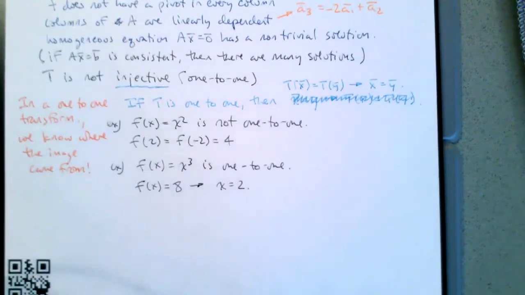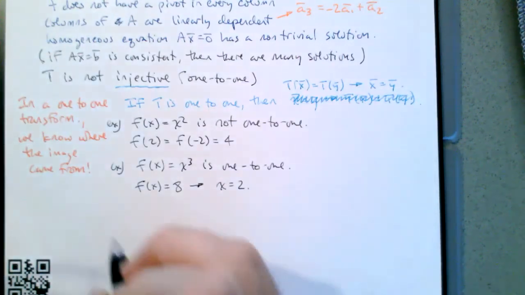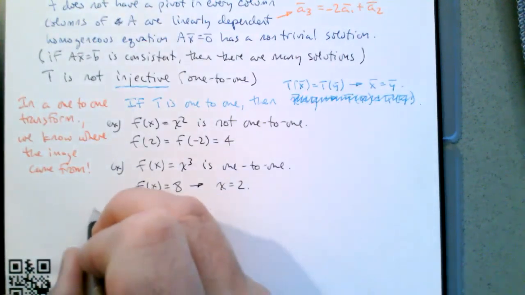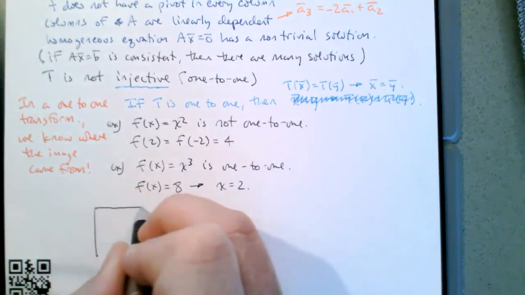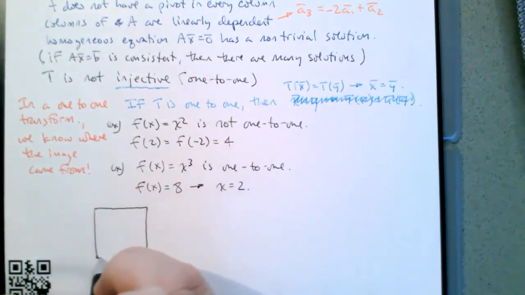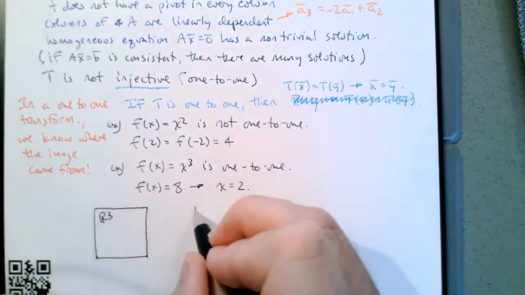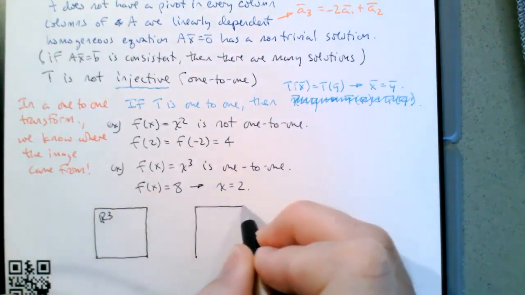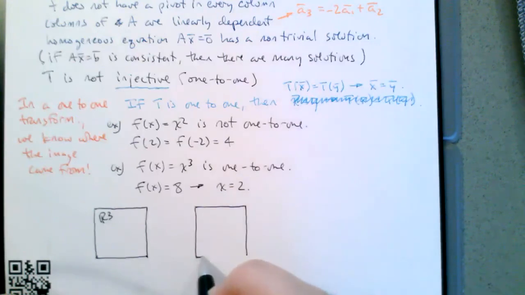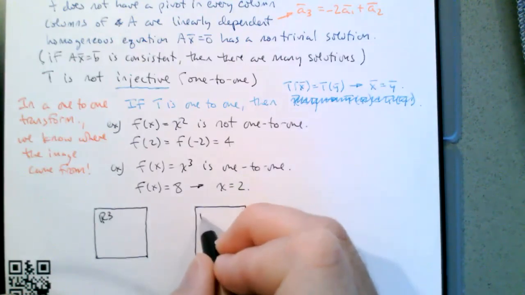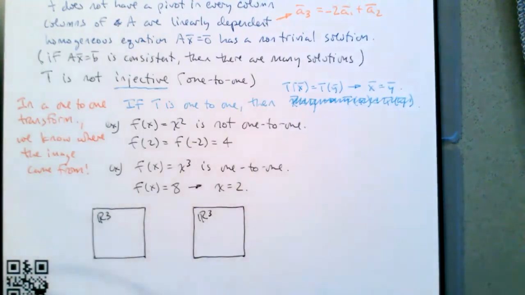So let's draw a picture of what's going on in this transformation. We start with our domain of R3, and we're mapping to our codomain of R3. But we know T is not onto because A does not have a pivot in every row.